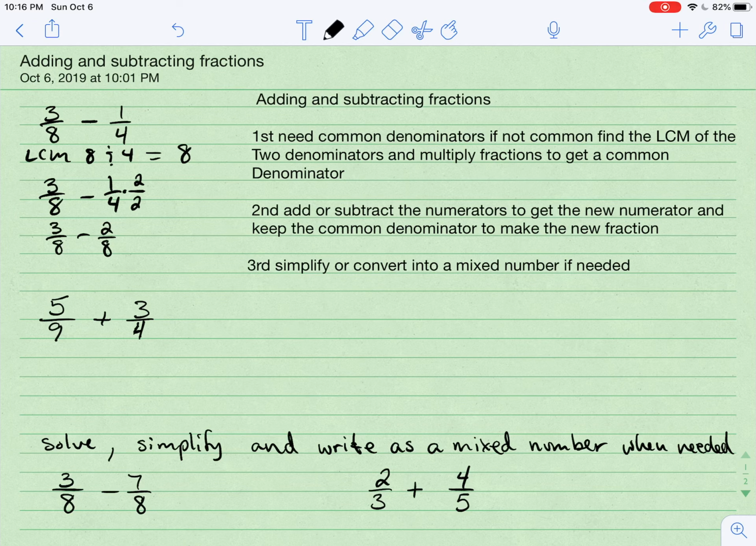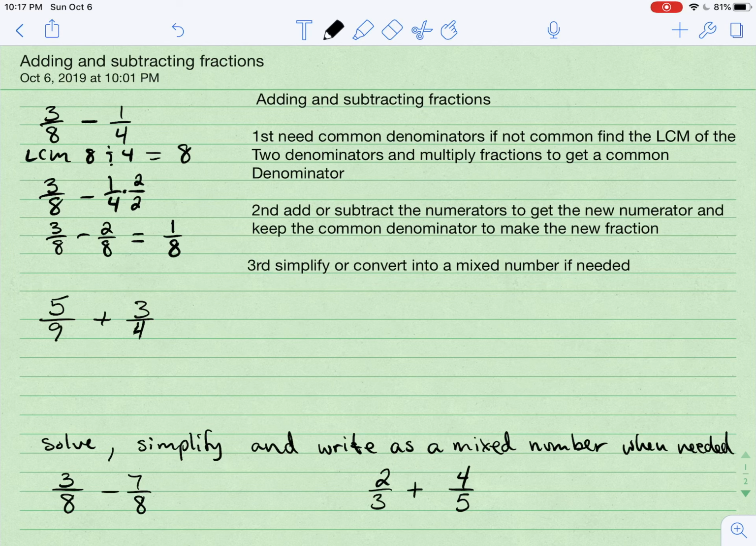2/8. Okay, so now that we have a common denominator with 8, the second step is to add or subtract the numerators to get the new numerator and keep the common denominator to make the new fraction. So now we have 3 minus 2. That's going to give us 1. And then we keep our denominator. So now we have 8.